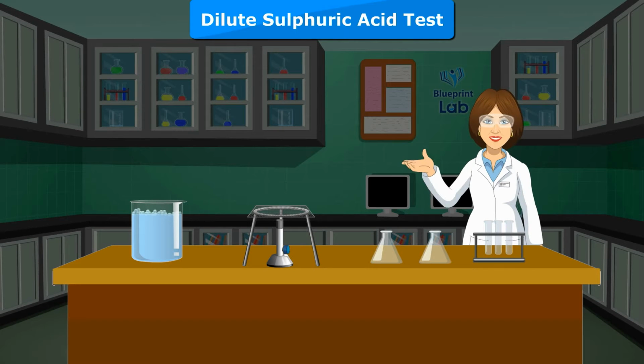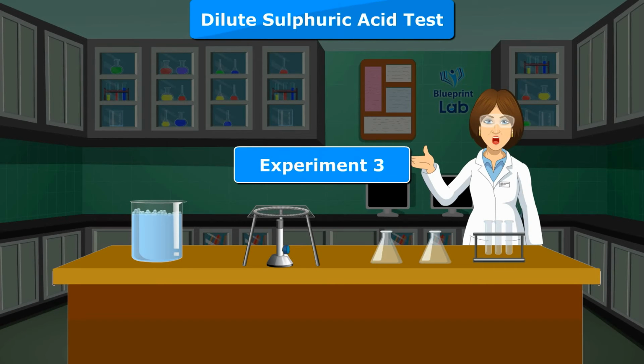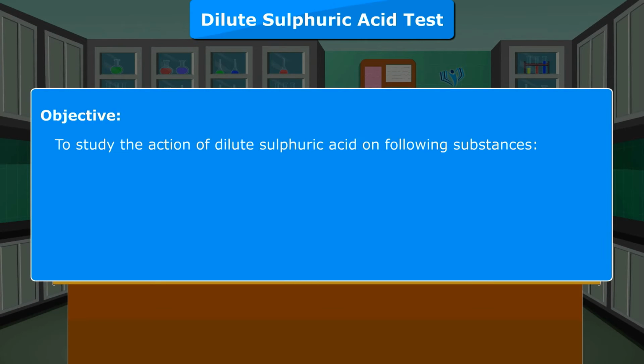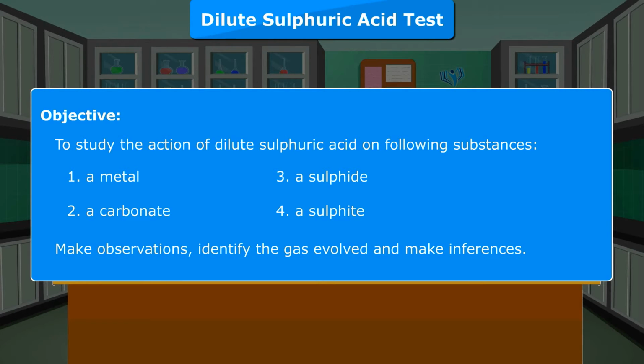Dilute sulfuric acid test. Experiment 3. Objective: to study the action of dilute sulfuric acid on the following substances. 1. A metal. 2. A carbonate. 3. A sulfide. 4. A sulfite.